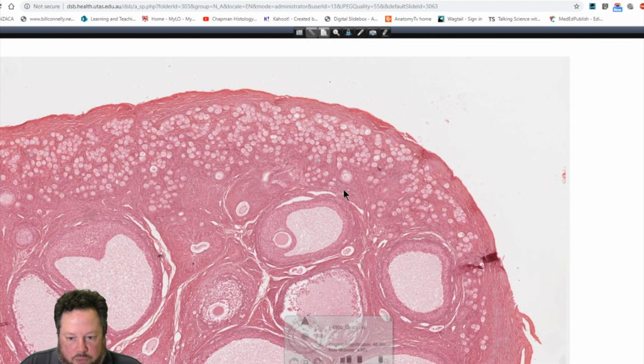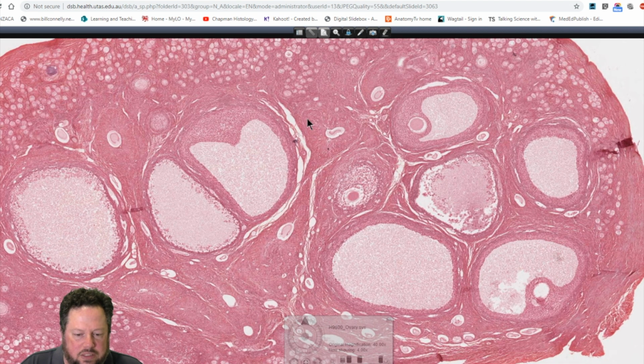That's an atretic follicle there. All right, so I think that's pretty much it in terms of the structure of the ovaries. What I did want to talk to you about a little bit is the development of follicles and the idea of oogenesis, or what happens to oocyte numbers.